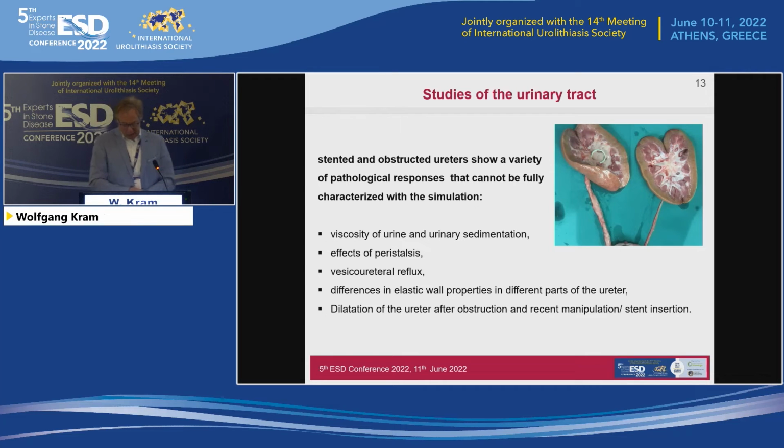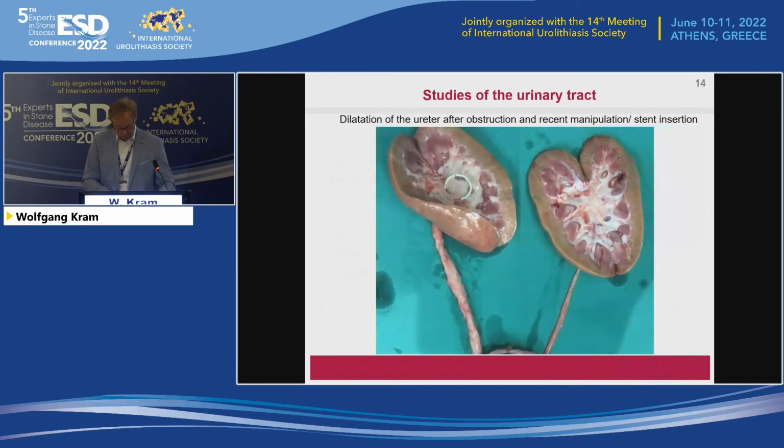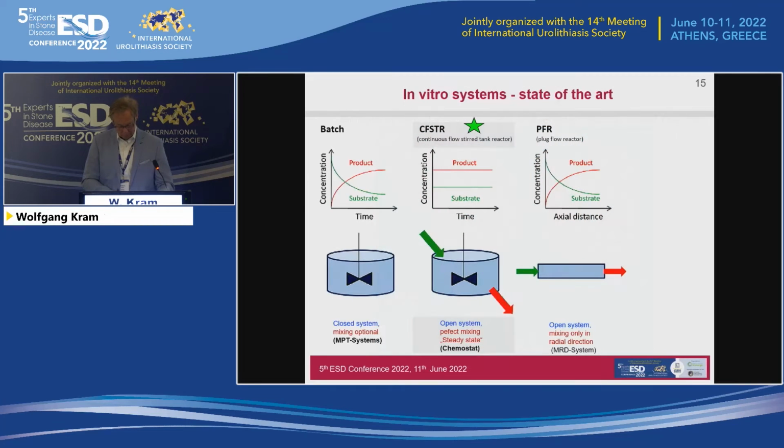In addition, stented and obstructed ureters show pathological responses that are not fully characterized with a simulation. To be noted are effects on peristalsis and dilatation in the ureter. And here's a picture of ureter dilatation following stent insertion in the animal model pig. In summary, it can be said that the requirements for the test systems are very high.